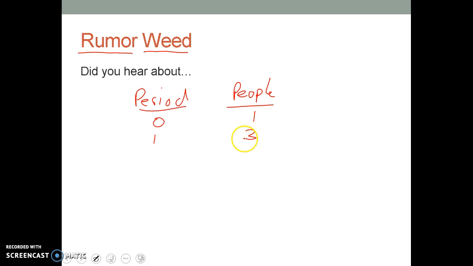And so at the end of the first period, 3 people know about the rumor. Started with 1 and we multiplied it times 3. Well, at the end of 2 periods, each of these 3 people tell 2 new people, and that's 6 new people plus the 3 old people. That's 9 people that know about this rumor.